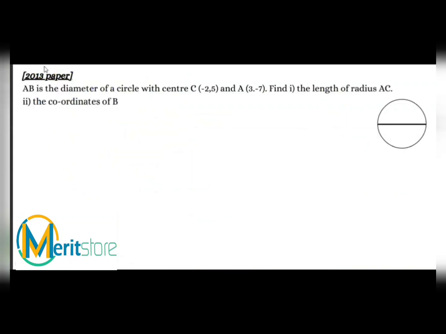So here the question is, AB is the diameter of the circle with center C. And C is minus 2 comma 5, A is 3 comma minus 7. I have to find the length of radius AC and I have to find the coordinate of P. Now if C is the center, that means C is the midpoint for the diameter AB. And so let's take this as x1, y1, this as x and y, and B as x2, y2. So we'll be using the midpoint formula.